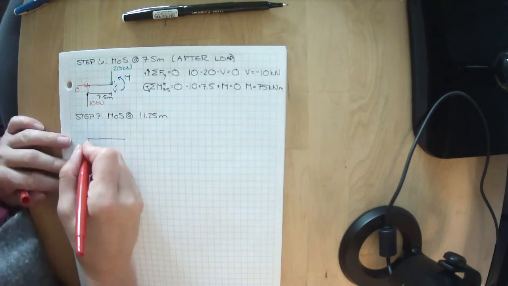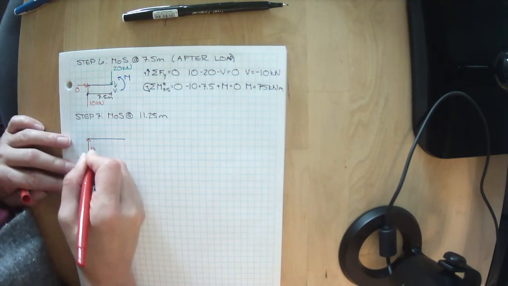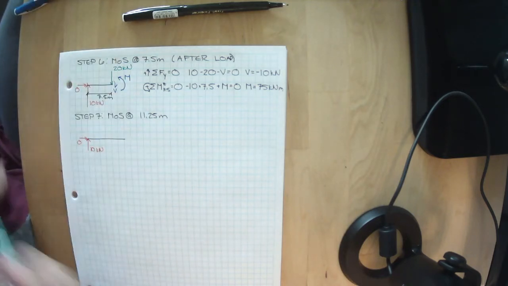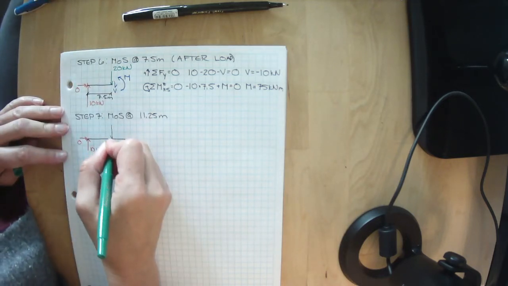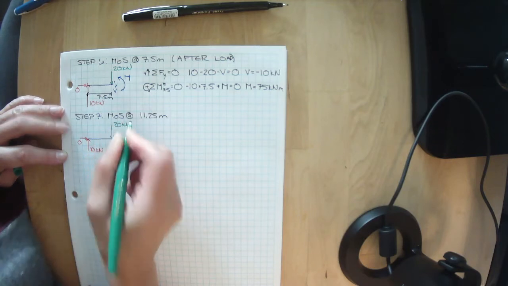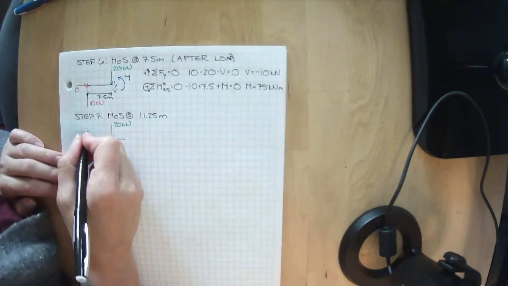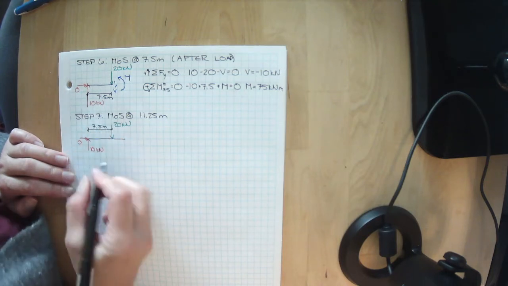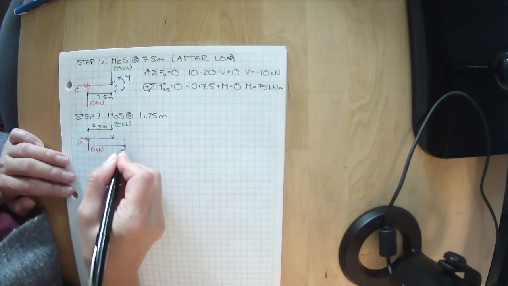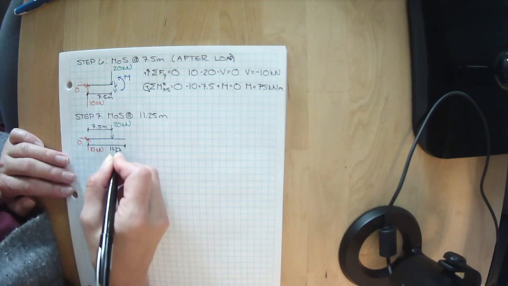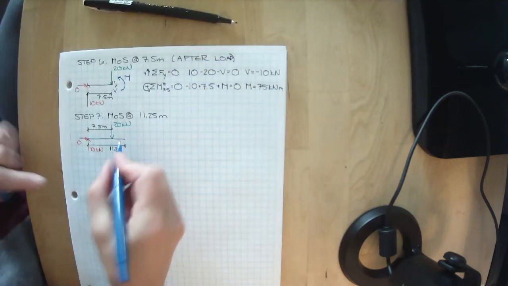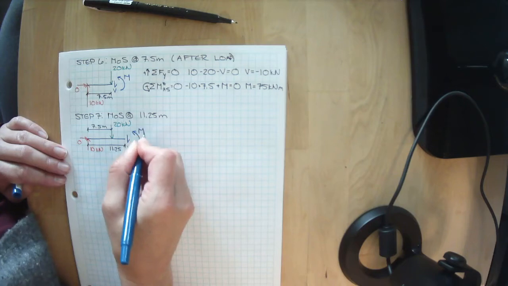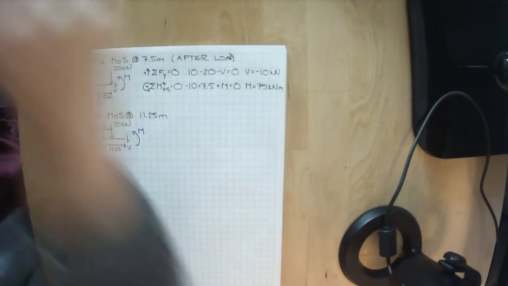All right, we know we have 10 kilonewtons here, 0 here. We have an applied load of 20 kilonewtons here. We know that this was at 7.5 meters, and we're making our cut at 11.25 meters. We want to know what internal forces are keeping this from spinning in space. So we've got an internal moment and shear.